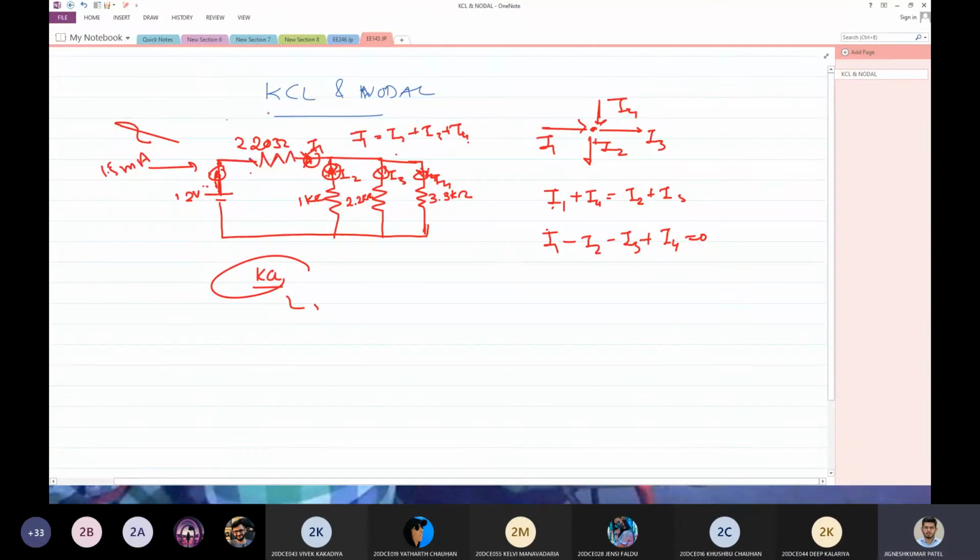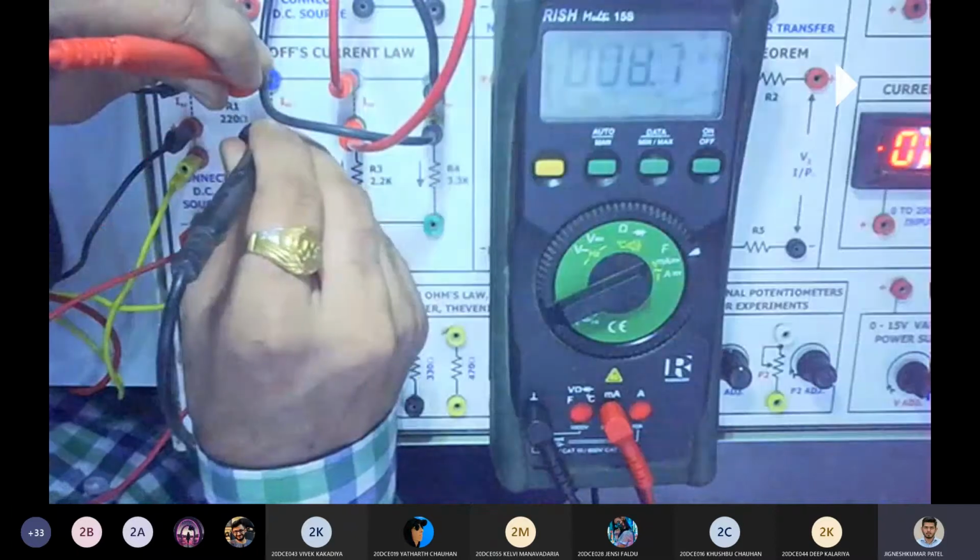The second reading is 8.6 milliampere. Yeah, 8.6 milliampere in the resistance of 1K. Now, in the same way, we are going to measure the current in the 2.2 kilo ohm resistance.